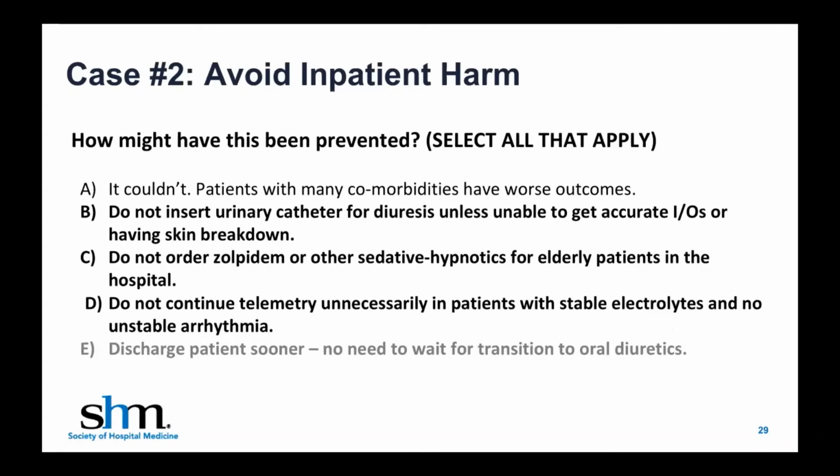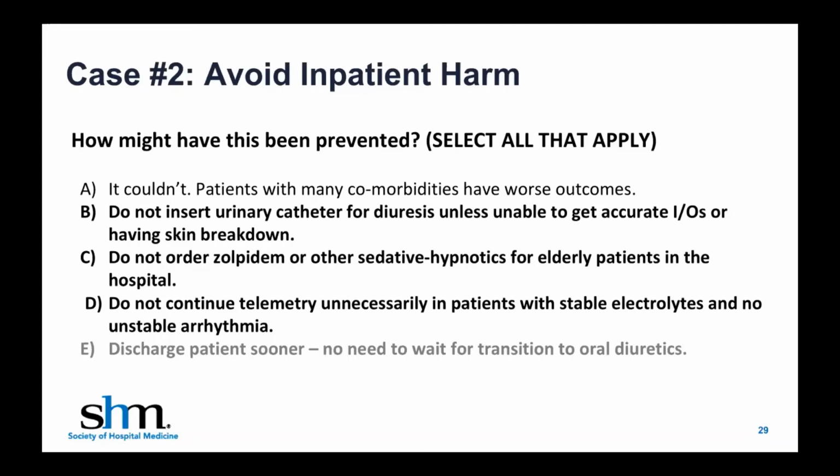So B, absolutely. Urinary catheters are not necessary for diuresis unless you're unable to get accurate daily weights or I's and O's, or the patients are having skin breakdown, or they have another clinical indication for a urinary catheter, such as urinary retention. In this case, it caused him several harms. First, Foley catheters contribute to delirium. They also contribute to falls. And then he also got a catheter-associated UTI.